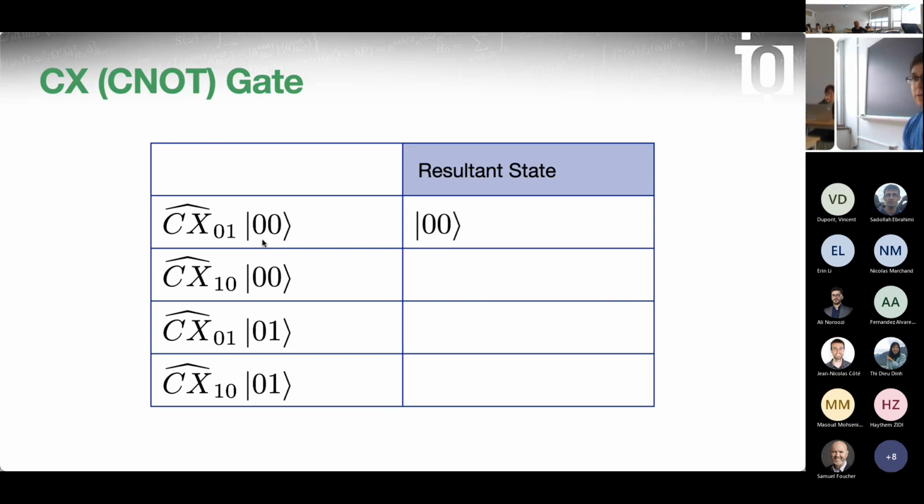Which one is the control qubit? The indices are from left to right, but inside the ket, it's the other way around.